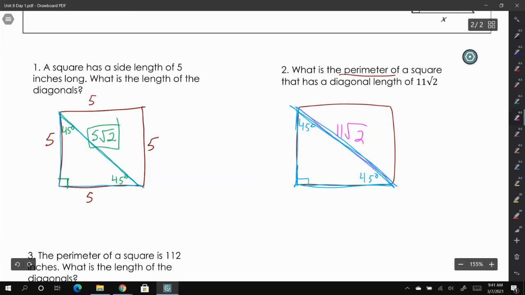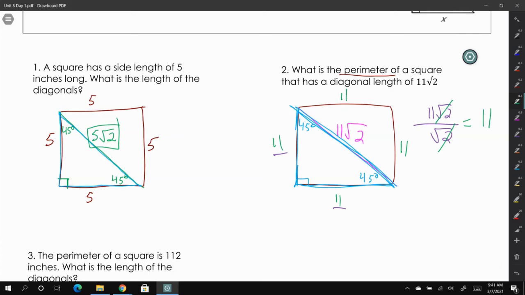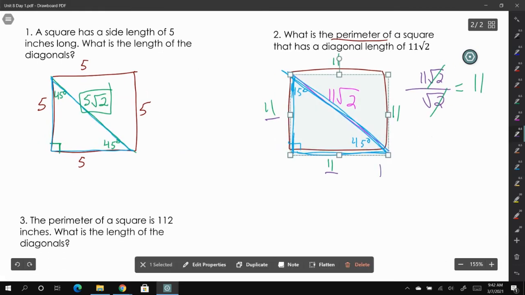And then what we can do is say, well, the legs here that we don't know yet, that's going to be equal to 11 times the square root of 2 divided by the square root of 2. So then we would get 11. So each side of the square is 11 units long. So then that means the perimeter, remember perimeter is when you add up all the side lengths. So my perimeter is equal to 11 plus 11 plus 11 plus 11, or simplify that to 44.